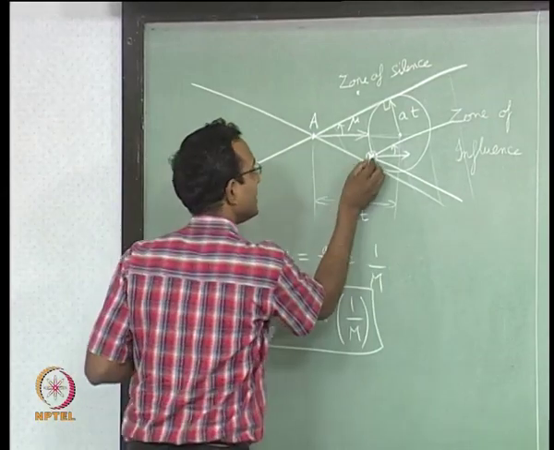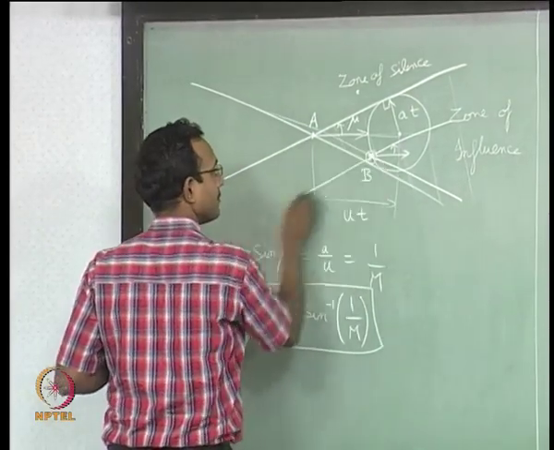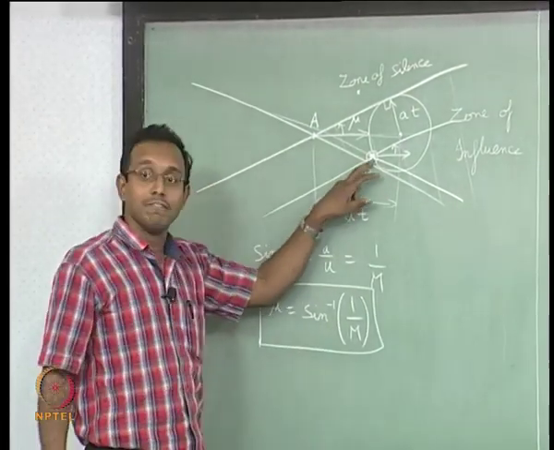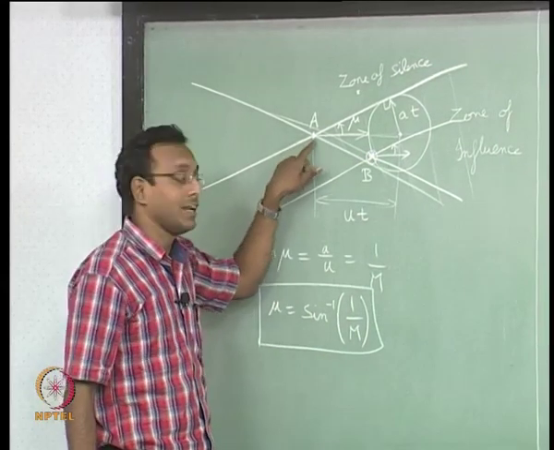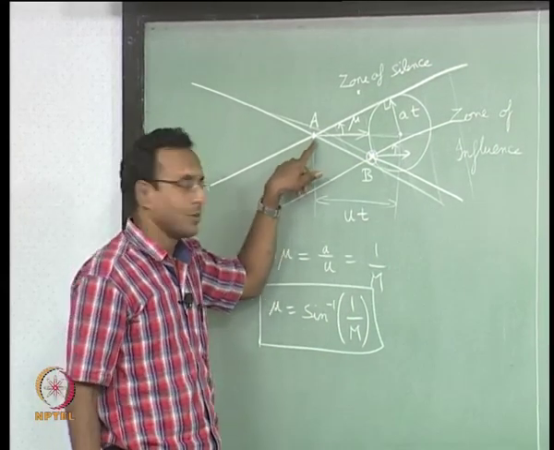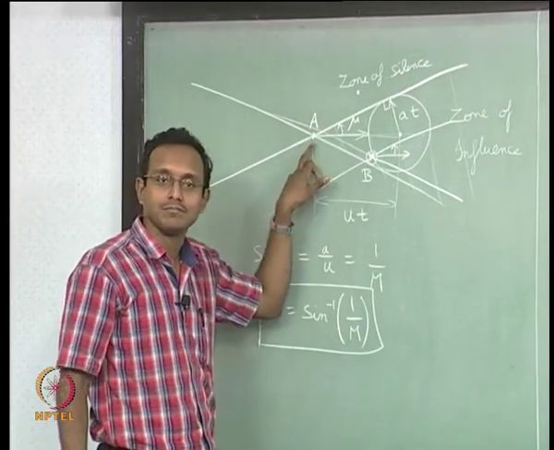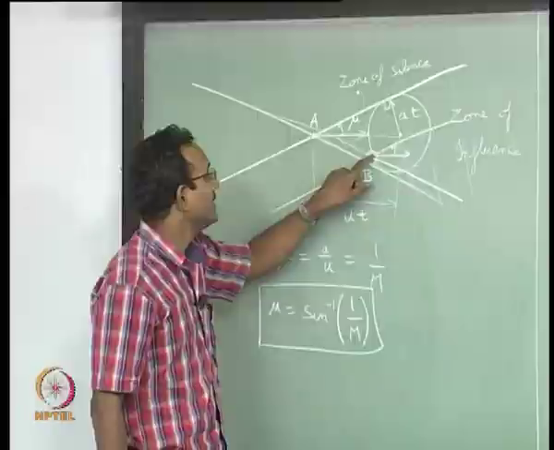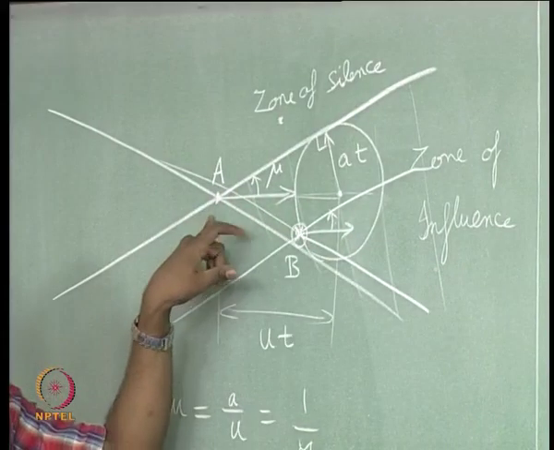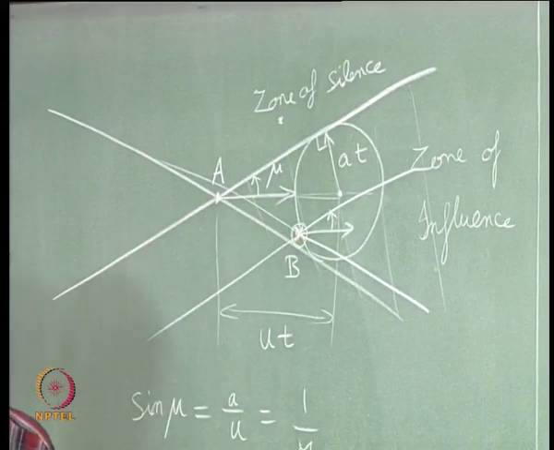Now if I extend this line this way, B will be affected by point A, because B is sitting inside this wedge of A. So B is in the zone of influence of A, so B will be affected by A.